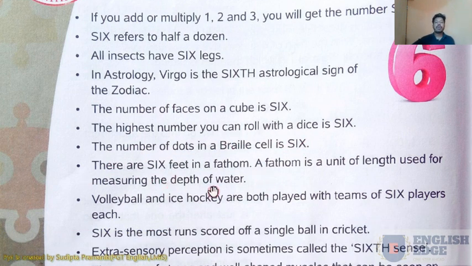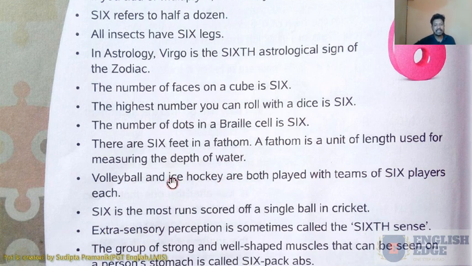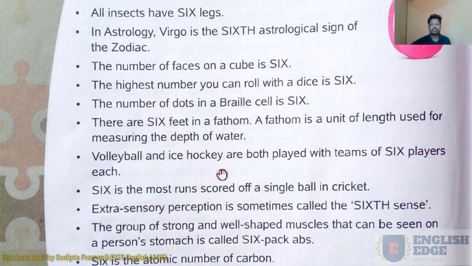The number of dots in a braille cell is 6. There are 6 feet in a fathom. Fathom is what? Fathom is a unit of length used for measuring the depth of water, and the unit of length is called fathom.